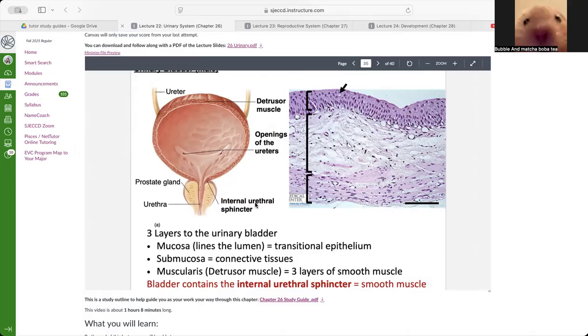And it has muscularis right here, and right here. And it is longitudinal, circular, and longitudinal. The outside is adventitia, which is areolar connective tissue to hold it in place. The bladder has an internal urethral sphincter, which is the ring of smooth muscle that sits at the base of the bladder. Internal, right here.